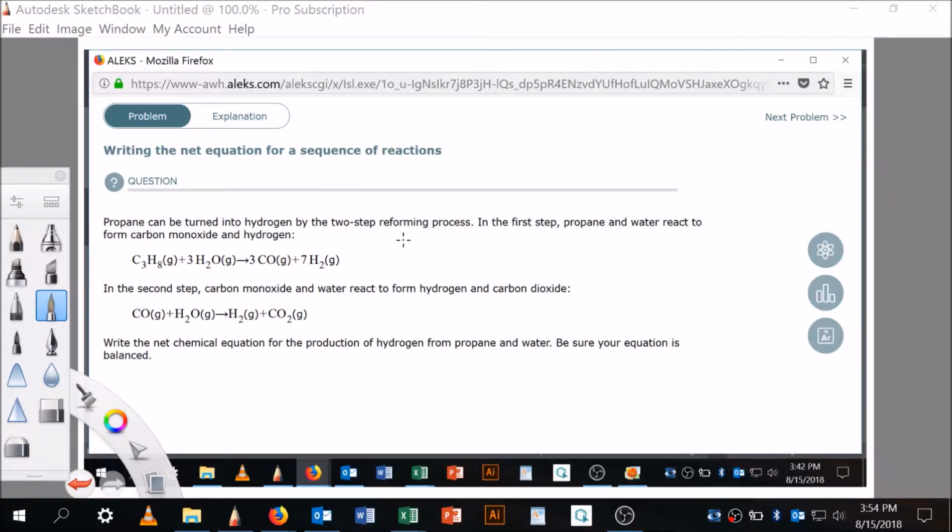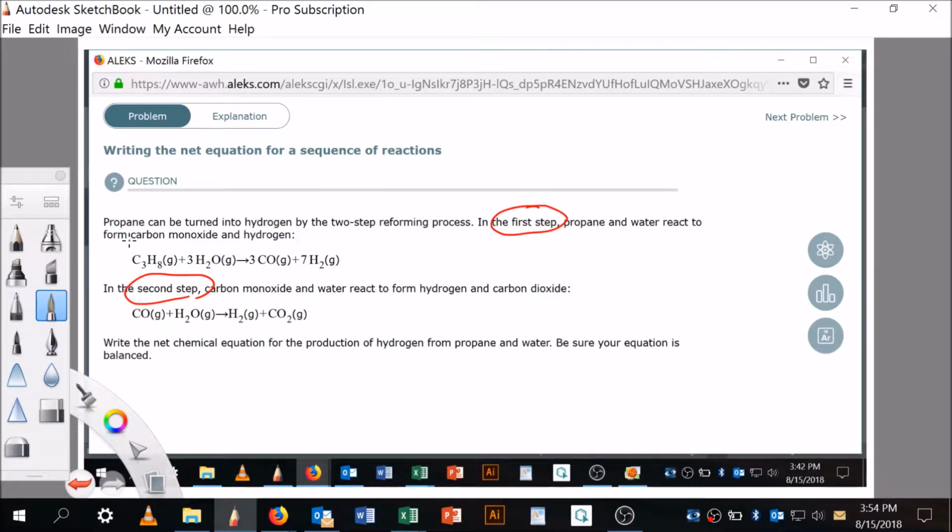So watch this. Propane can be turned into hydrogen by a two-step reforming process. In the first step, propane and water react to form carbon monoxide and hydrogen. In the second step, carbon monoxide and water react to form hydrogen and carbon dioxide, okay? So write the net chemical equation.